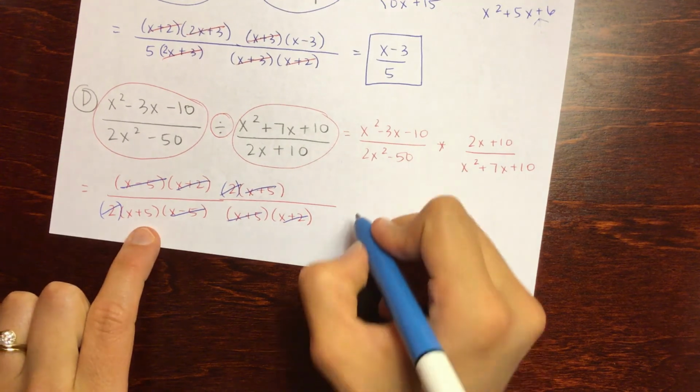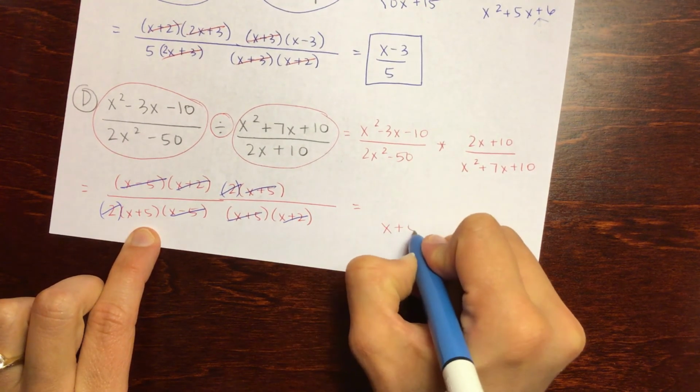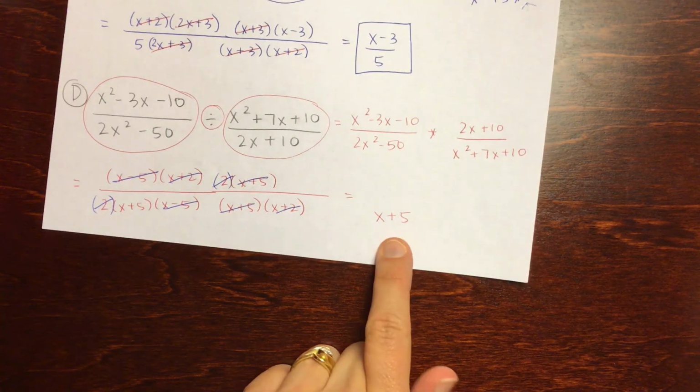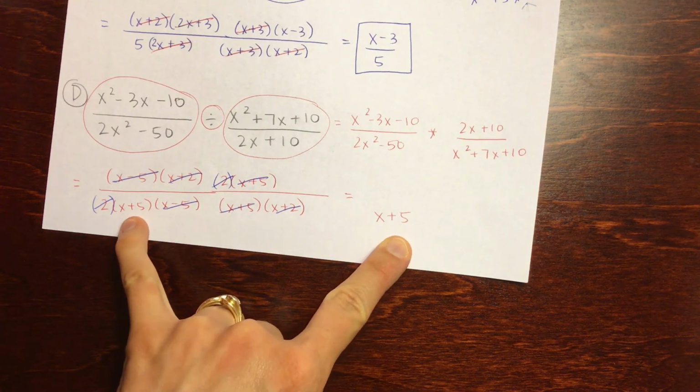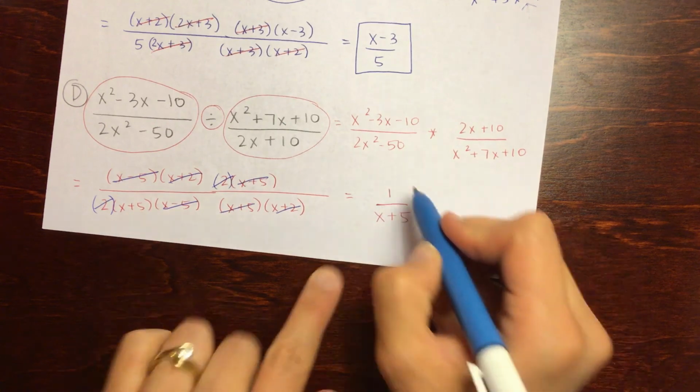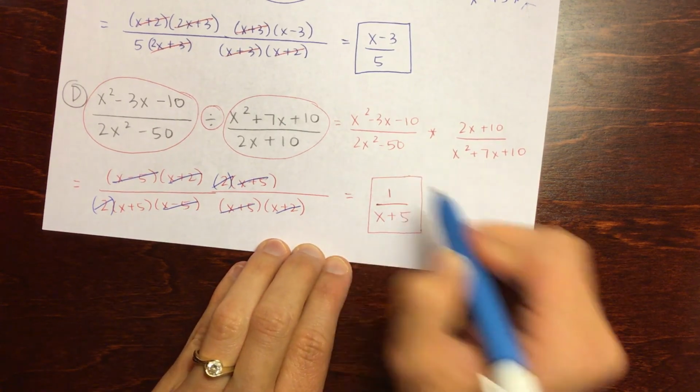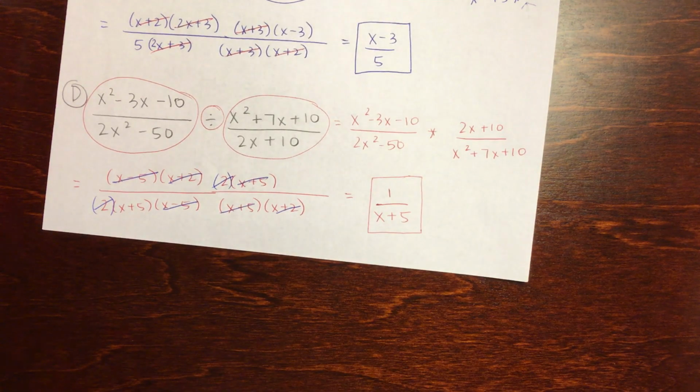And all I'm left with is this x plus 5 in the denominator. This is not my answer. Make sure you realize it was in the denominator, so I need to keep it in the denominator. Final answer.